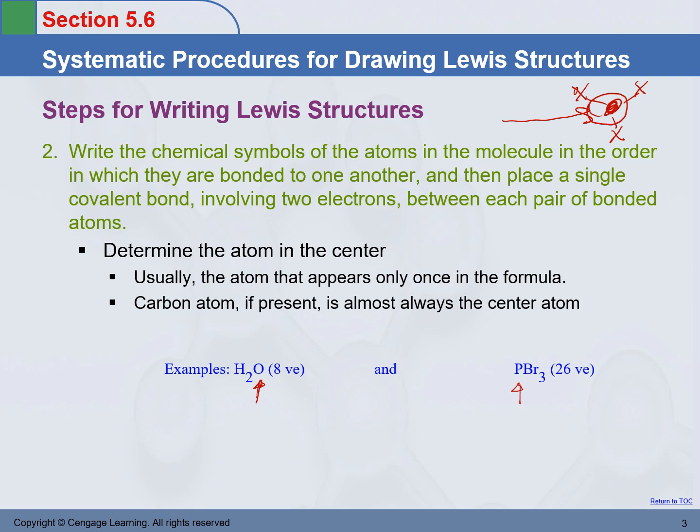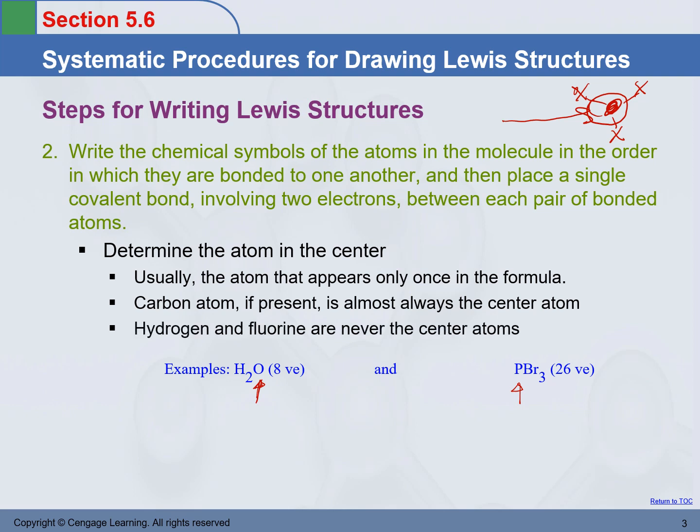If there's a carbon in the formula, then carbon will be the atom in the center. Of course, there are exceptions, but there isn't any exception for this class. If a carbon appears in the formula, carbon will be the center atom.